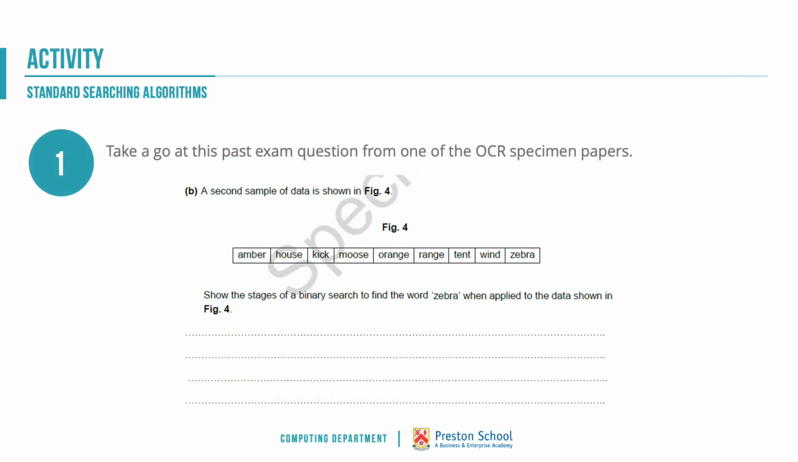Okay, a final activity now. Take a look at the past exam question from one of the OCR specimen papers. Show the stages of a binary search to find the word zebra when applied to this list. It wants you to rewrite out the list at every comparison or every time the list is going to change. Pause the video at this point, write out what would happen to find the word zebra, showing these stages.